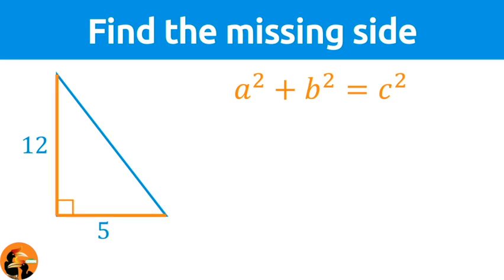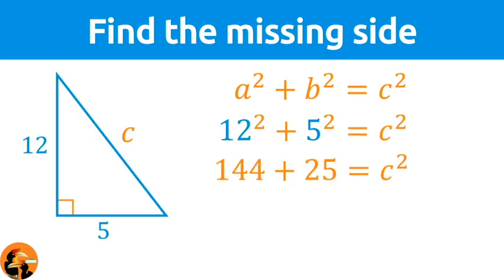Well, since they are both adjacent to or touching the right angle, they are both legs, so we call them A and B. It actually doesn't matter which one is A and which one is B, as long as they are both legs of the triangle. The missing side is across from the right angle, so it is the hypotenuse, and we call it C.